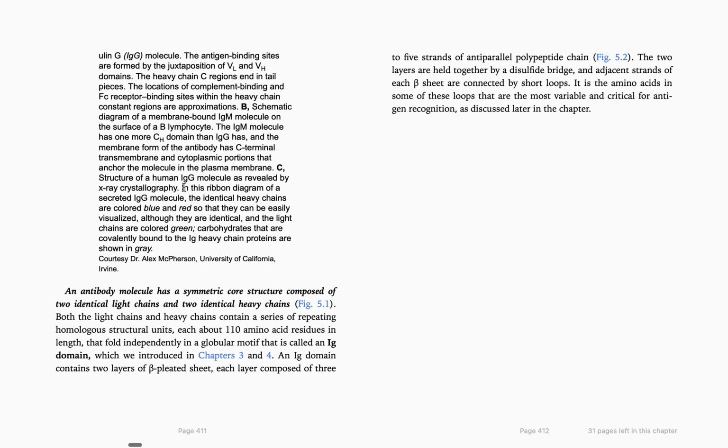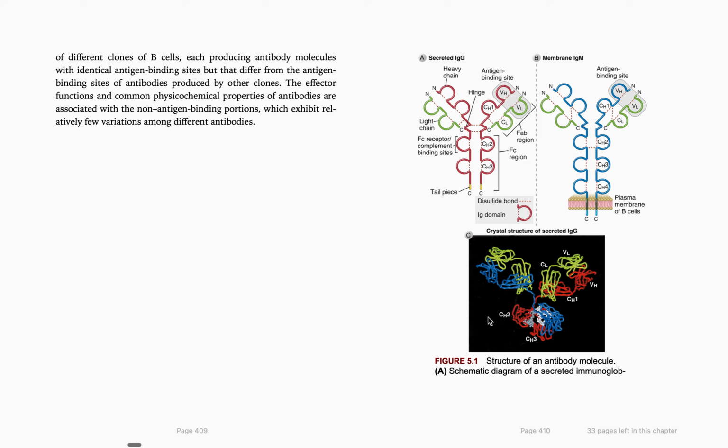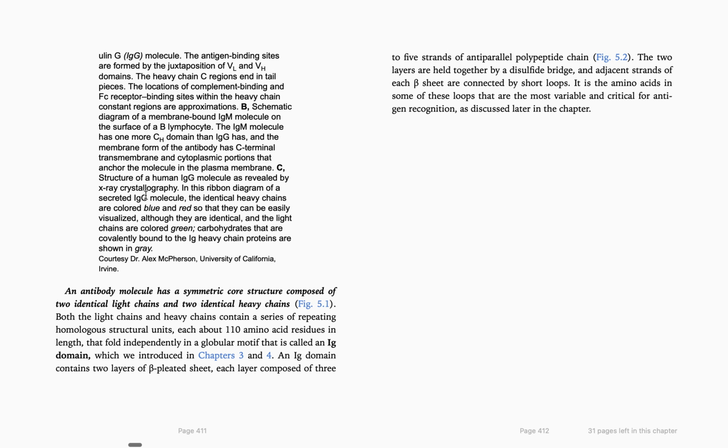C, the structure of human IgG molecule as revealed by X-ray crystallography, this one. So if you do the X-ray crystallography, this is how you're going to see it. In this ribbon diagram of secreted IgG molecule, the identical heavy chains are colored blue and red so that they can be easily visualized, although they are identical, and the light chains are colored green. Carbohydrates that are covalently bound to the heavy chain protein are shown in gray.